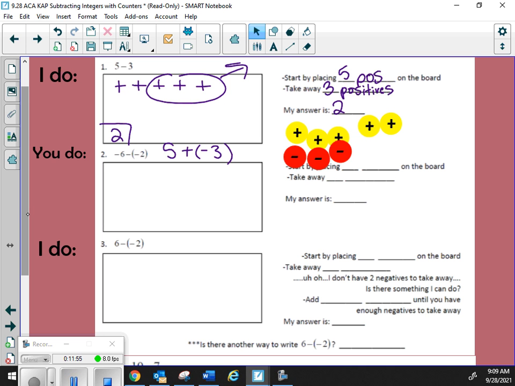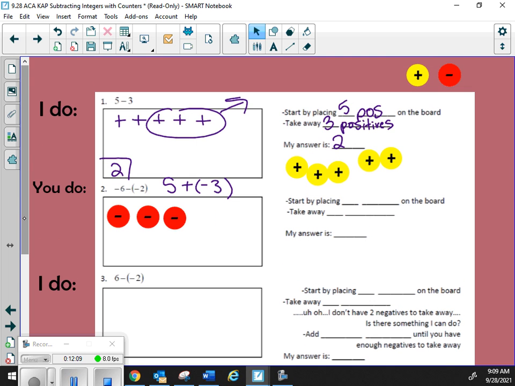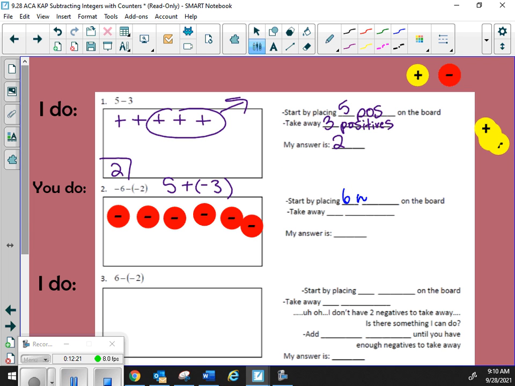So next one, I'll do one more with you. It says negative 6 minus negative 2. So what am I going to start with? I'm going to start with negative 6. Okay, let's do that. I'm going to start by placing 6 negatives on the board. 6 negatives on the board.